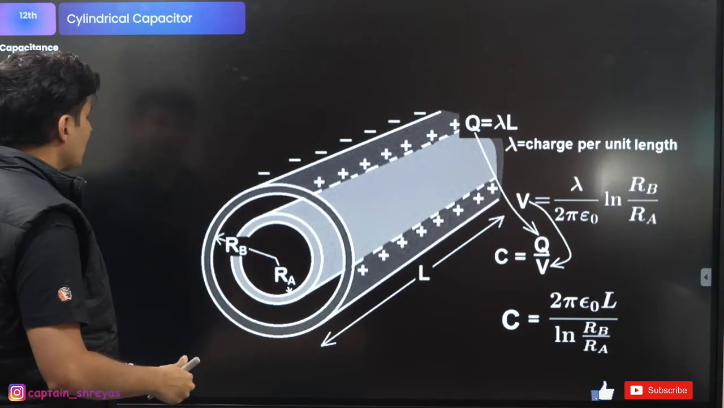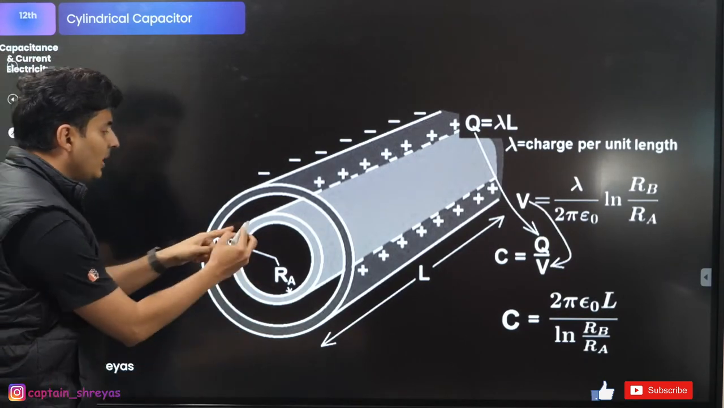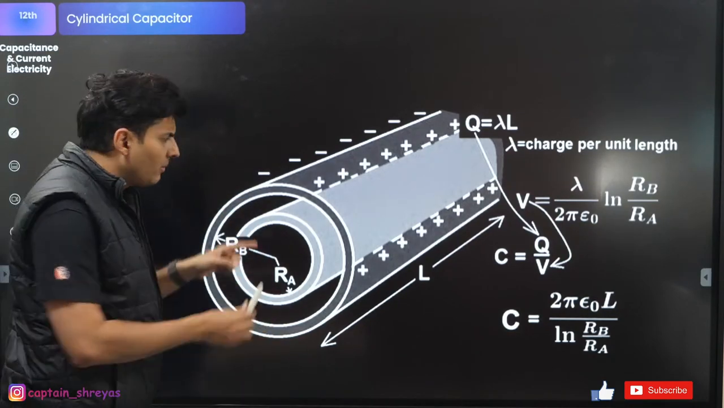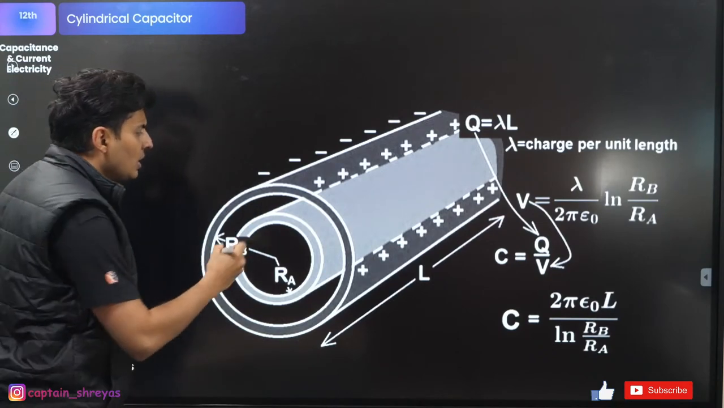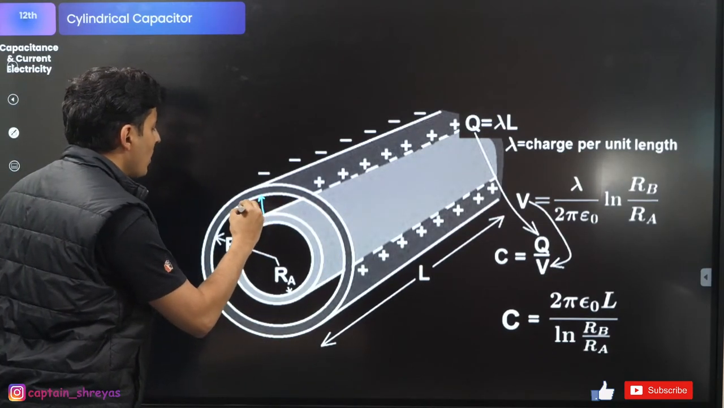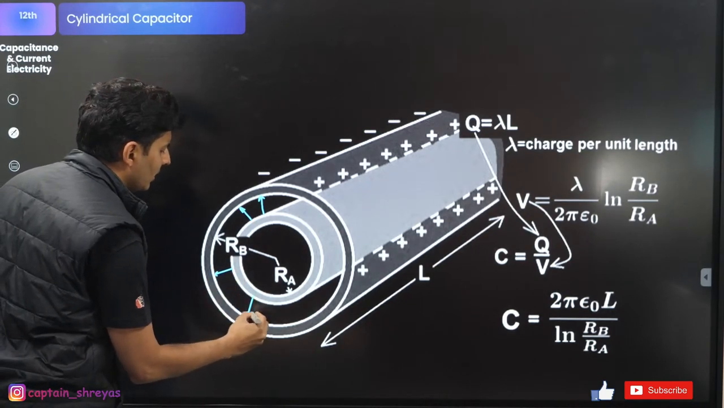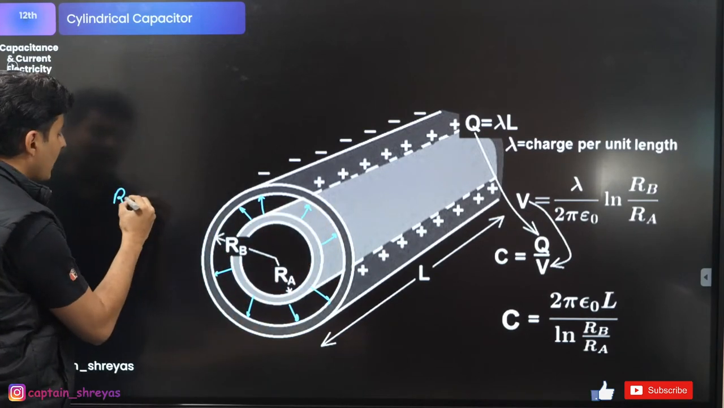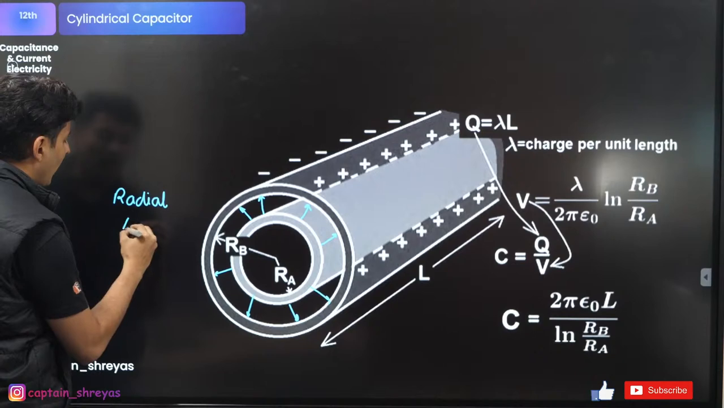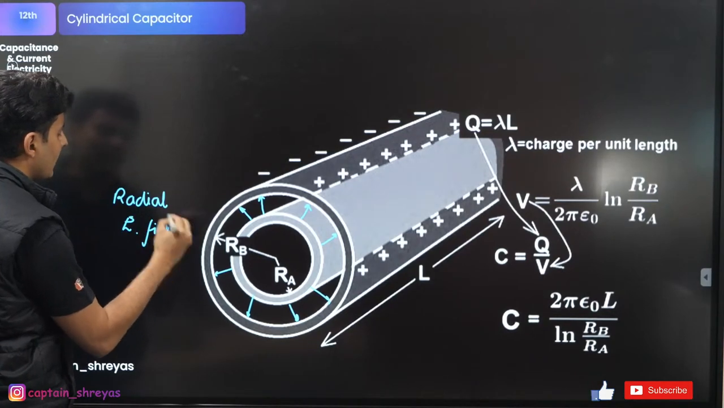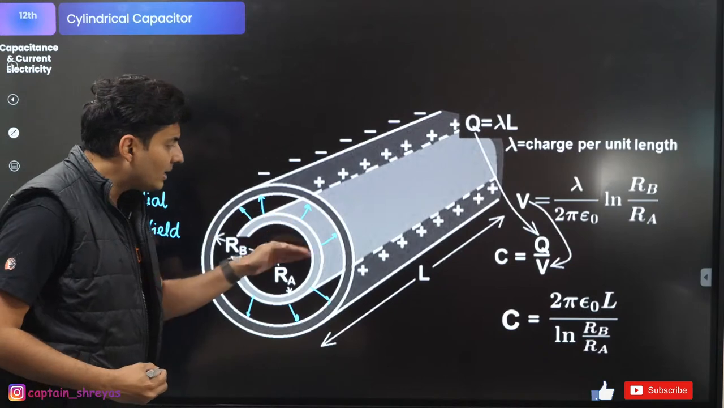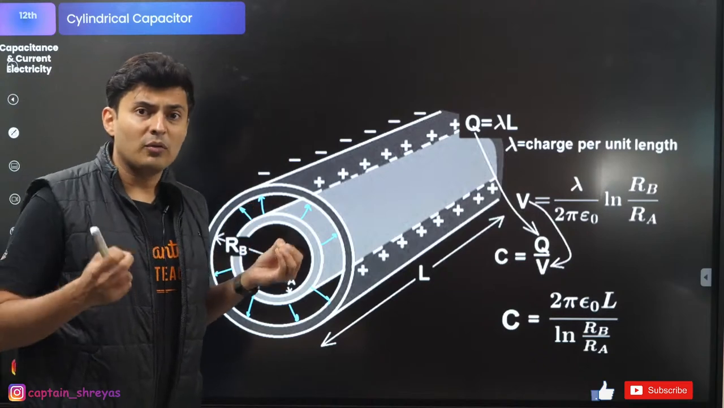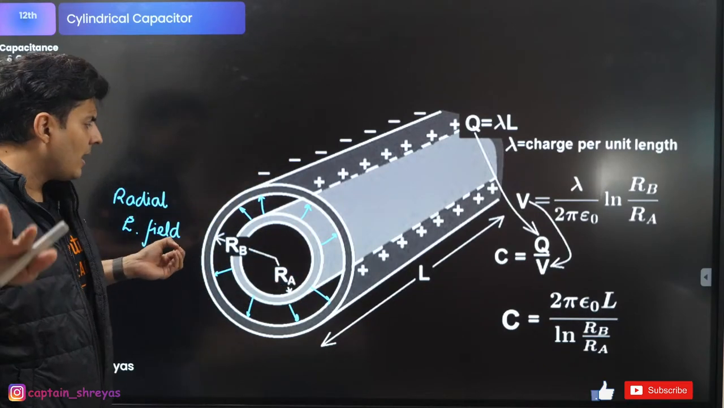Because there is a voltage difference between the inner cylinder and the outer cylinder, with the inner cylinder connected to positive and the outer connected to negative, the electric field will come from the inner to the outer cylinder, something like this. So you will see basically a radial electric field in the gap of that capacitor. The derivation of the formula is not important.